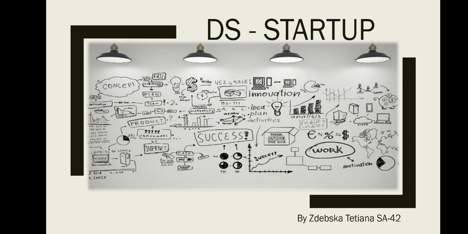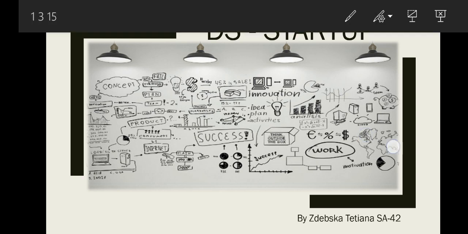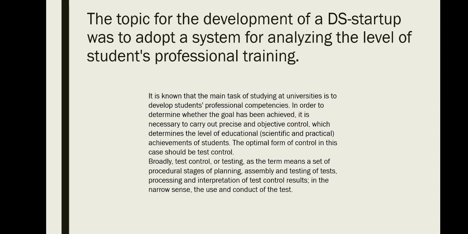The topic of the DS startup development was to adopt a system for analyzing the level of a student's professional training. It is known that the main task of studying at universities is to develop students' professional competencies. In order to determine whether the goal has been achieved, it is necessary to carry out precise and objective control, which determines the level of educational, scientific and practical achievements of students. The optimal form of control in this case should be test control.